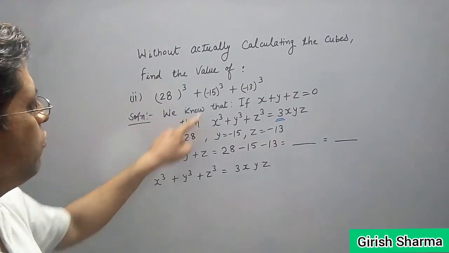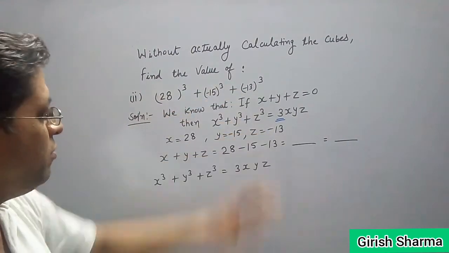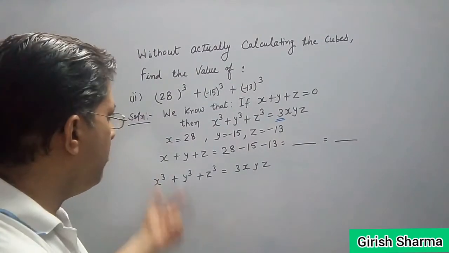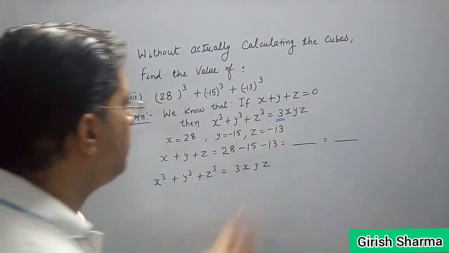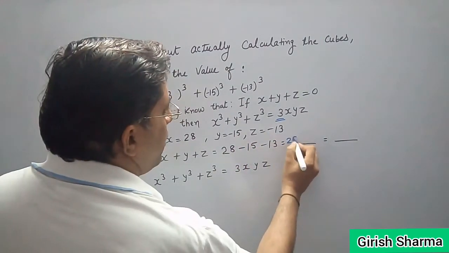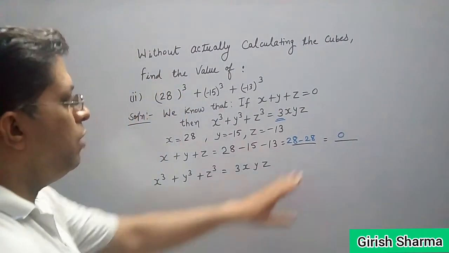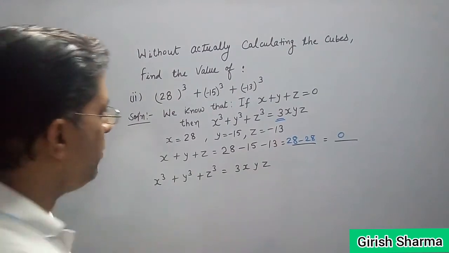Okay, now what is x? x is 28. What is y? y is minus 15. What is z? z is minus 13. Again you have to check the sum. 28 minus 15 minus 13, you can write 28 minus 28. This will become 0. Now this formula is applicable. x cube plus y cube plus z cube equal to 3xyz.